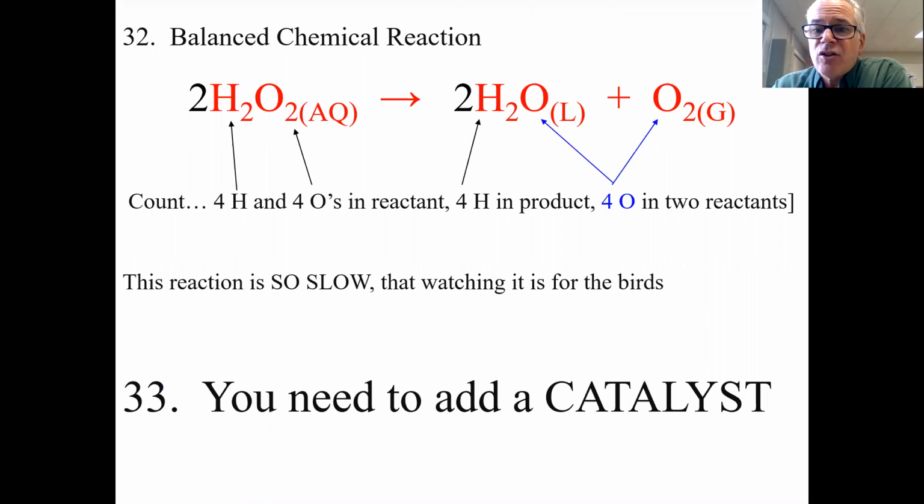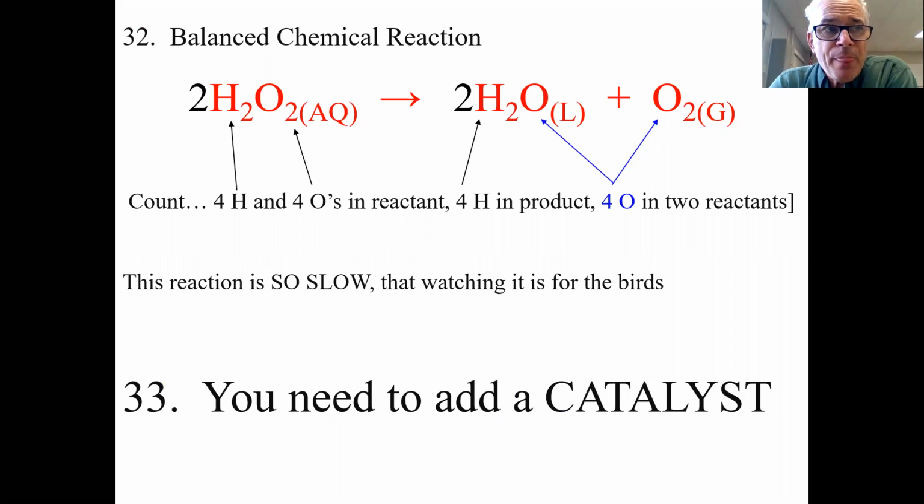Now, this reaction is so slow that you don't want to watch it. So we needed to add what's called a catalyst. The catalyst I added is called potassium iodide. Now, a catalyst in chemistry is not a reactant and it's not a product. You put it in and it stays there, but you could also take it out. It doesn't change. It's just like an assistant to help move some things from over here to over there.